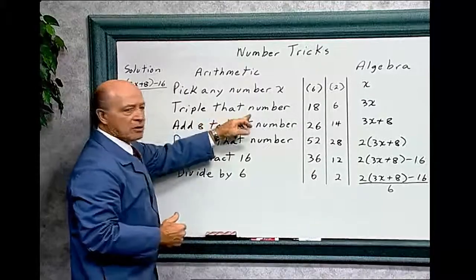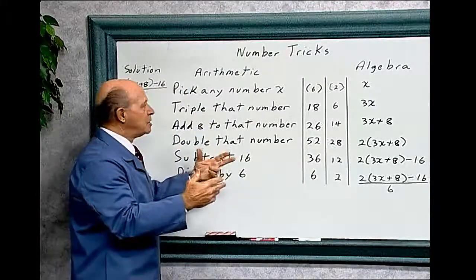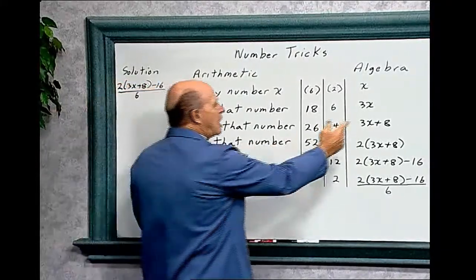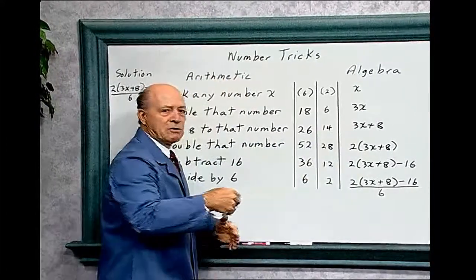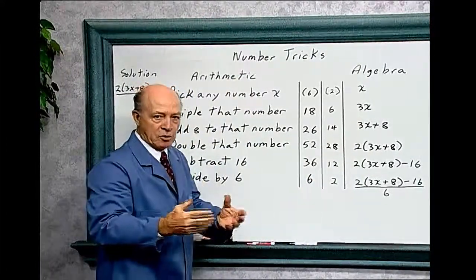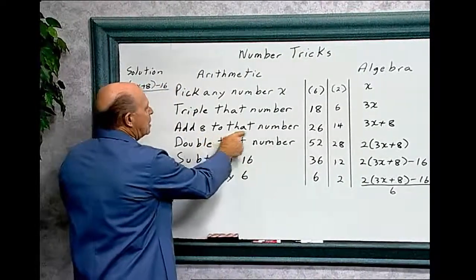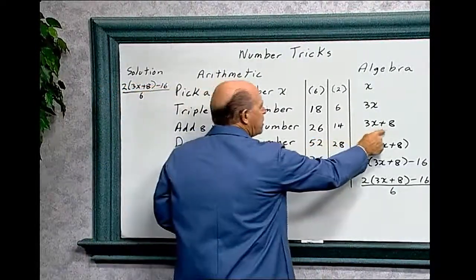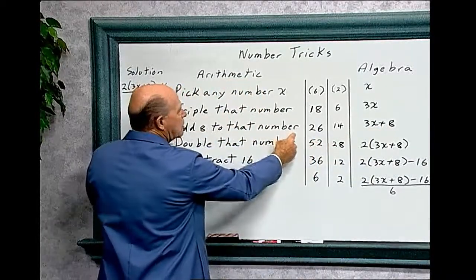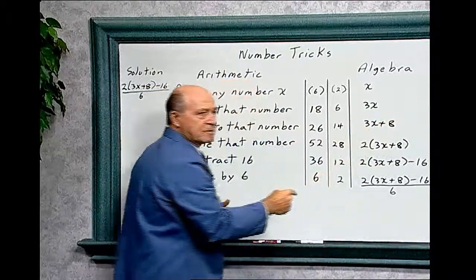Triple that number. Now that's English, arithmetic. Or we say in algebra, 3x. Notice how it's simplified with algebra. You don't have to say a lot of words. Add 8 to that number. 3x plus 8. We take all those words, and all we do is say plus 8.